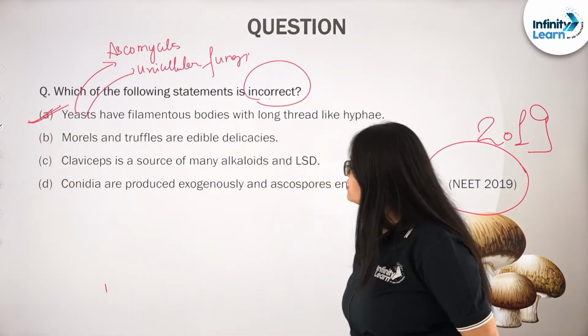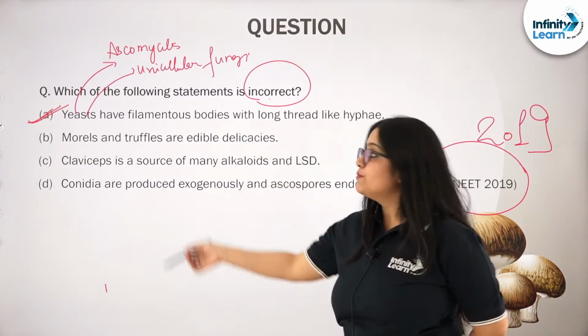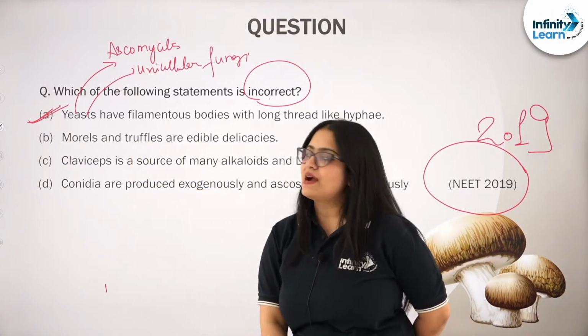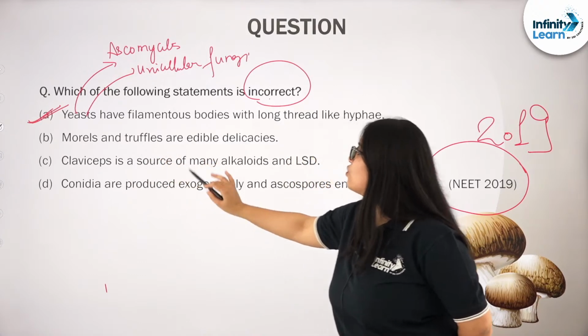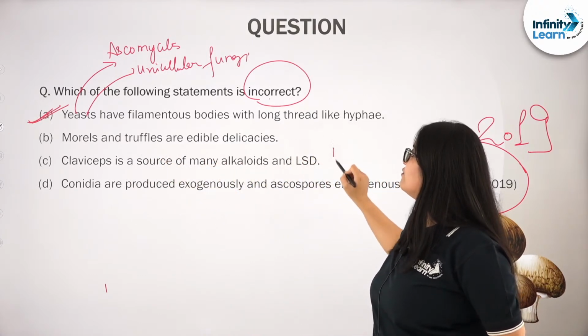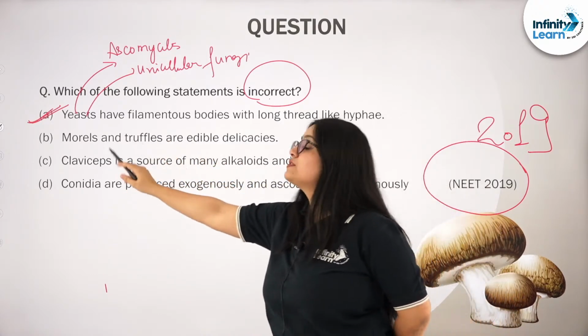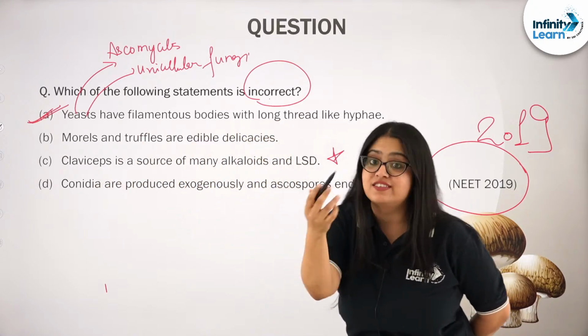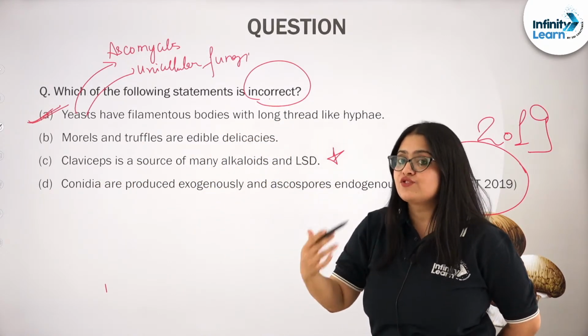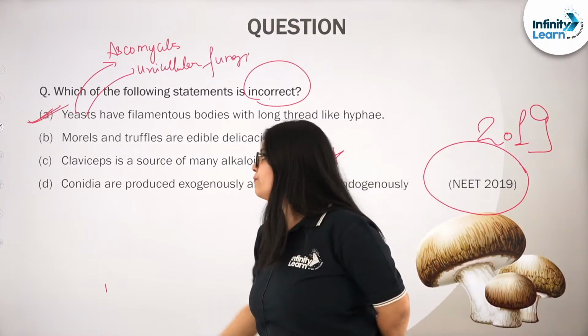Morels and truffles are edible delicacies. Very right, both belong to what? Ascomycetes. Claviceps is a source of many alkaloids and LSD. Very right, please remember this. Claviceps is also a member of Ascomycetes. It is a revision session. Please try to recall.